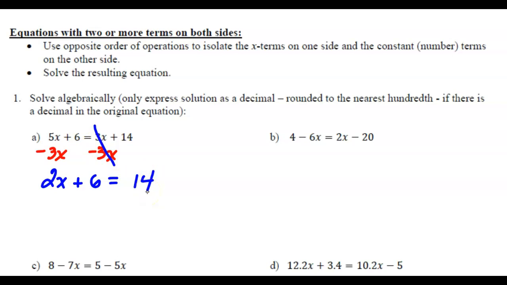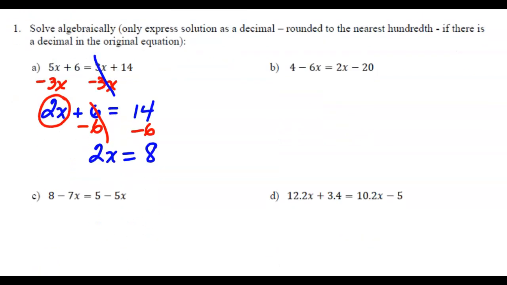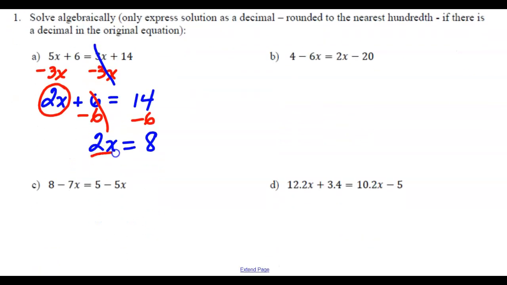Don't try to do all the work on the side on your own; go step by step. One step for dealing with the x's. Now the other step to get x by itself is dealing with the constant terms, so I'm going to subtract 6. So 2x equals 8. Now it's the same answer as the last one, right? We're going to divide by 2. So x equals 4. Any questions on that?